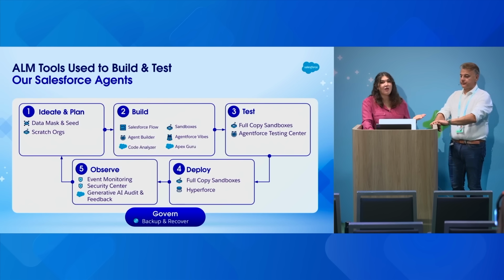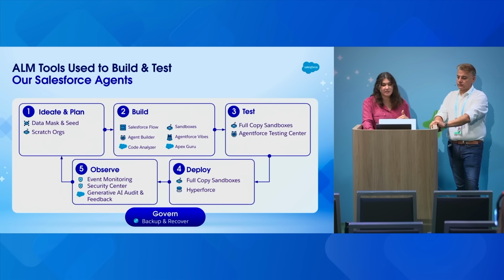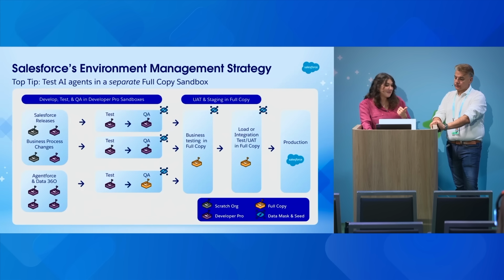We can't talk about all of the tools that we here at Salesforce use to test our own agents. We mask our data, we use Agentforce Vibes, we use Testing Center. We also use some of our Shield products, like Event Monitoring and Security Center. Of course, backup and recover as a CYA measure.